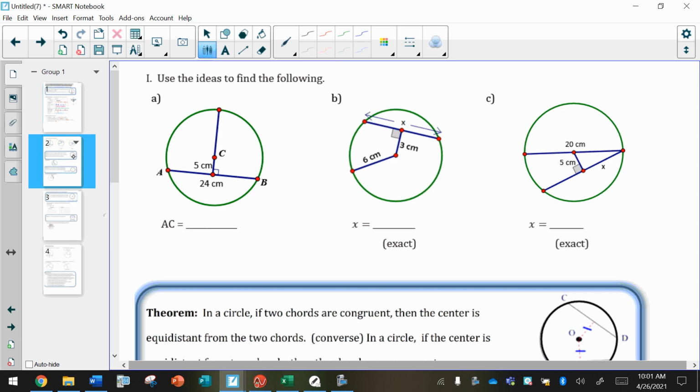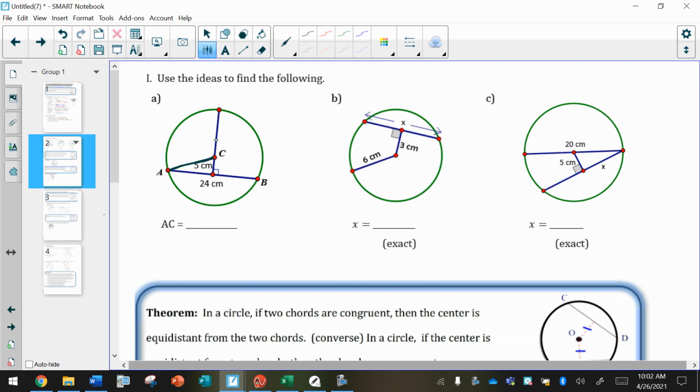Okay, so solve for each of the given segments as best you can. So pause, try it, and then come back and we'll see how you did. So if you're not exactly sure how to approach this, remember that all radii of a circle are congruent. So what we can do is draw in radius AC, and that creates a right triangle.